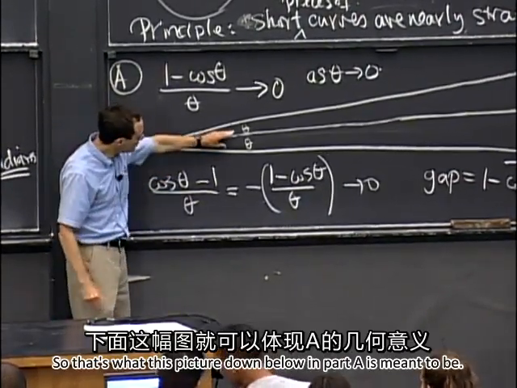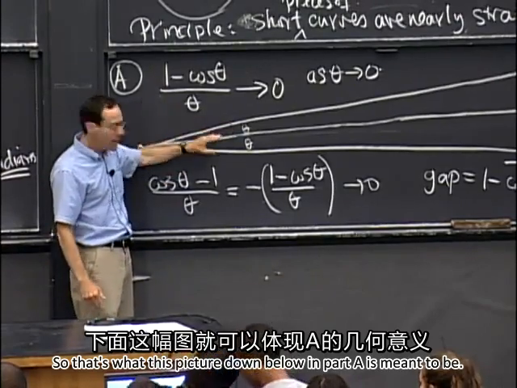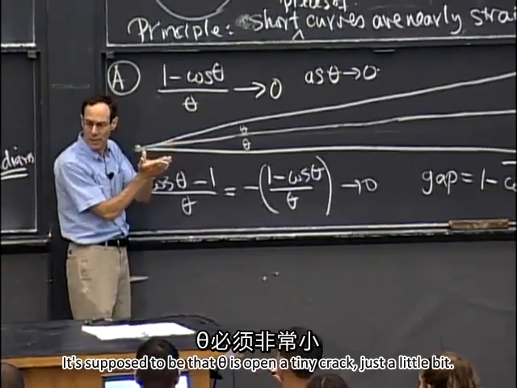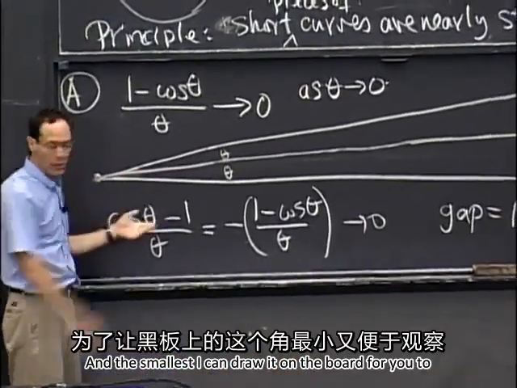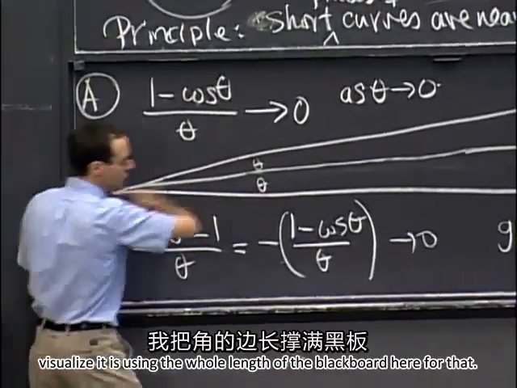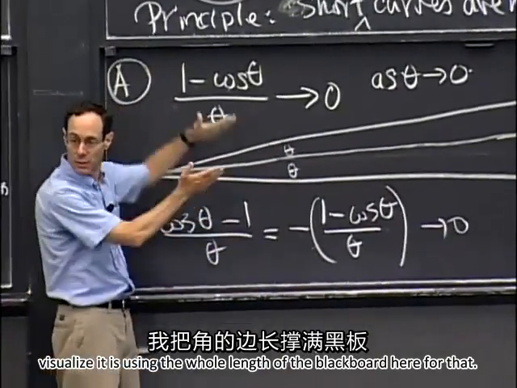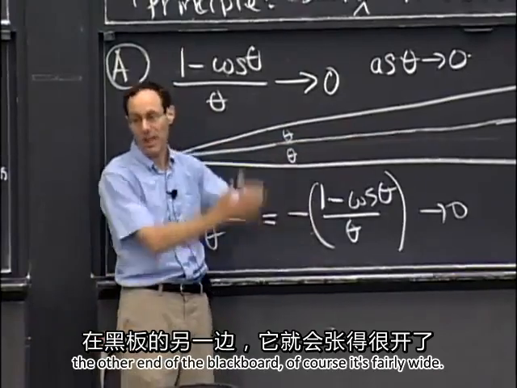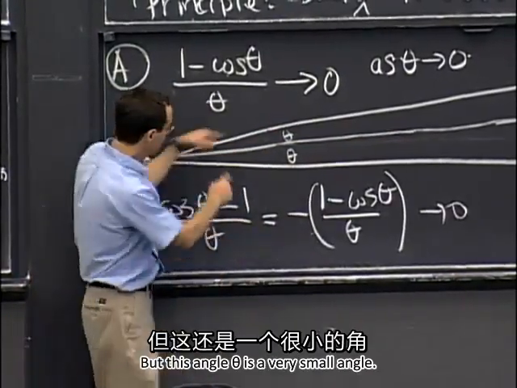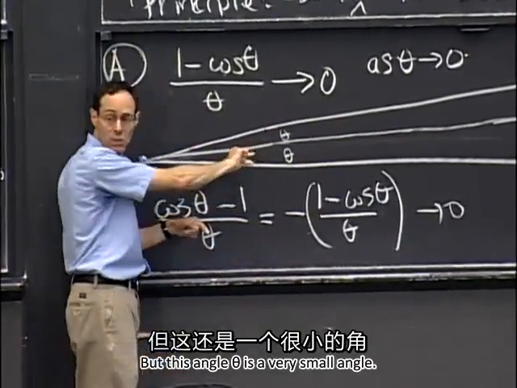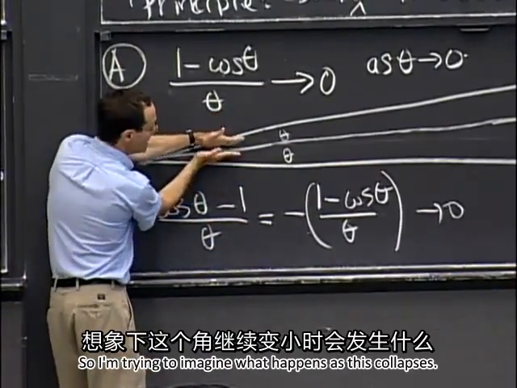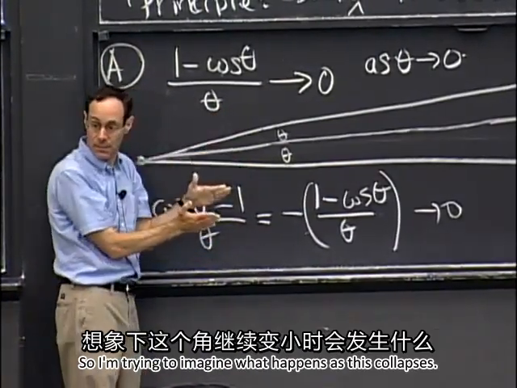So that's what this picture down below in part A is meant to be. It's supposed to be that theta is open a tiny crack, just a little bit. The smallest I can draw it where you can visualize it is using the whole length of the blackboard. I've opened a little tiny bit, and by the time we get to the other end of the blackboard, of course, it's fairly wide. But this angle theta is a very small angle. So I'm trying to imagine what happens as this collapses.